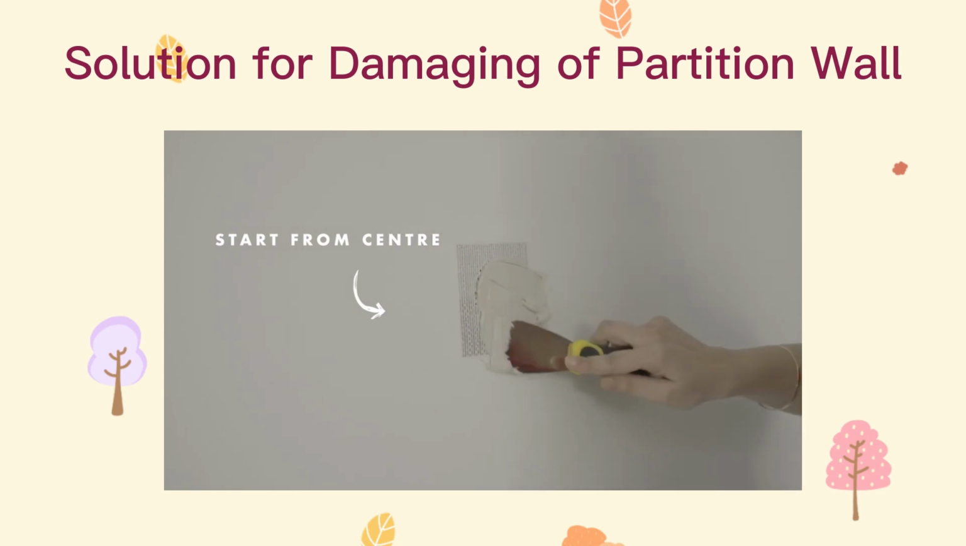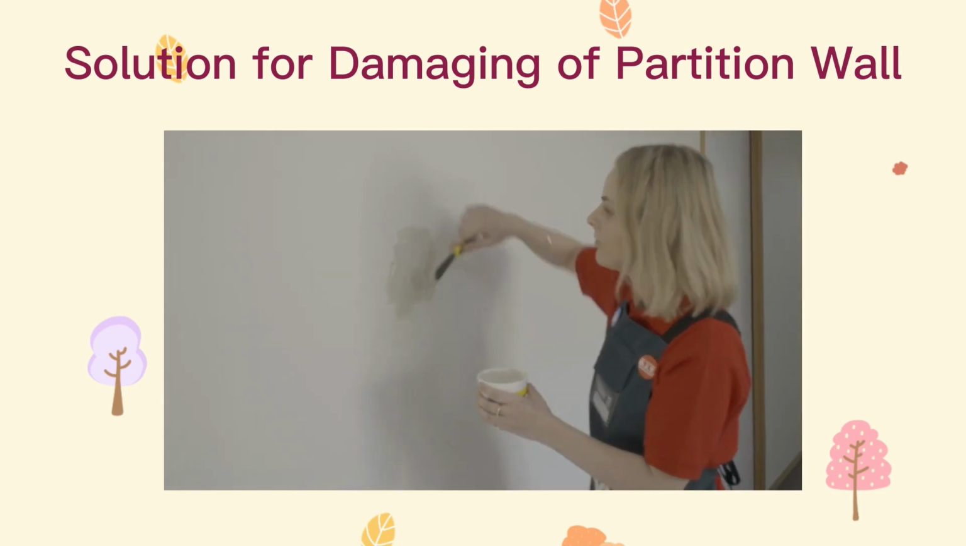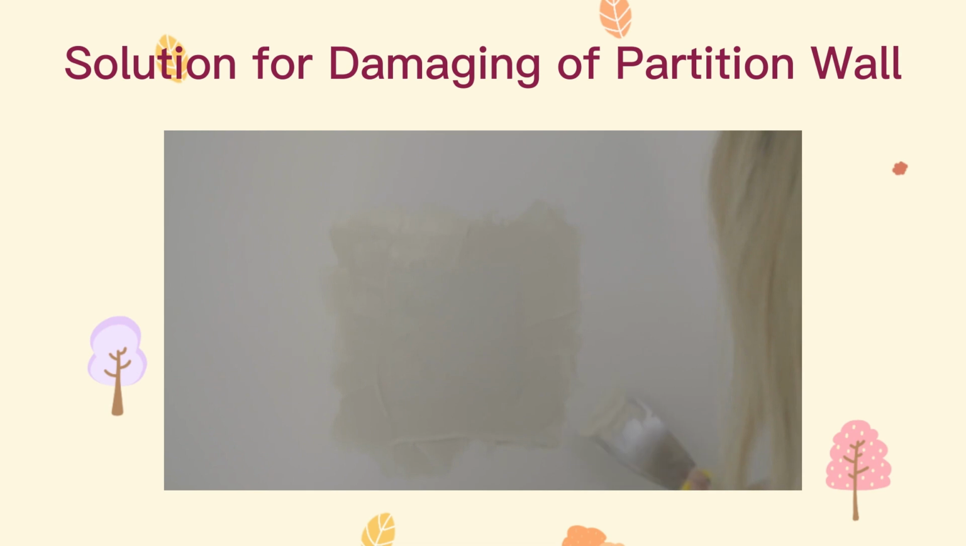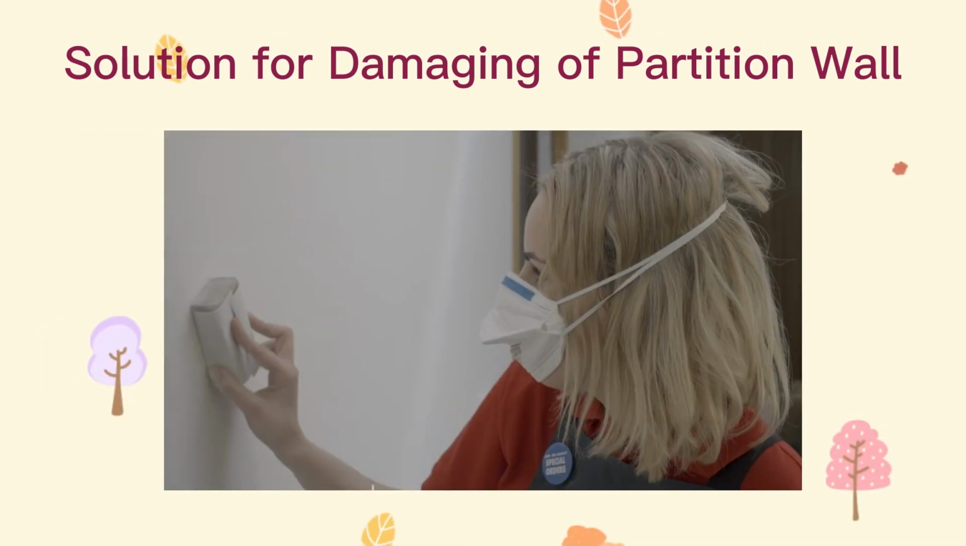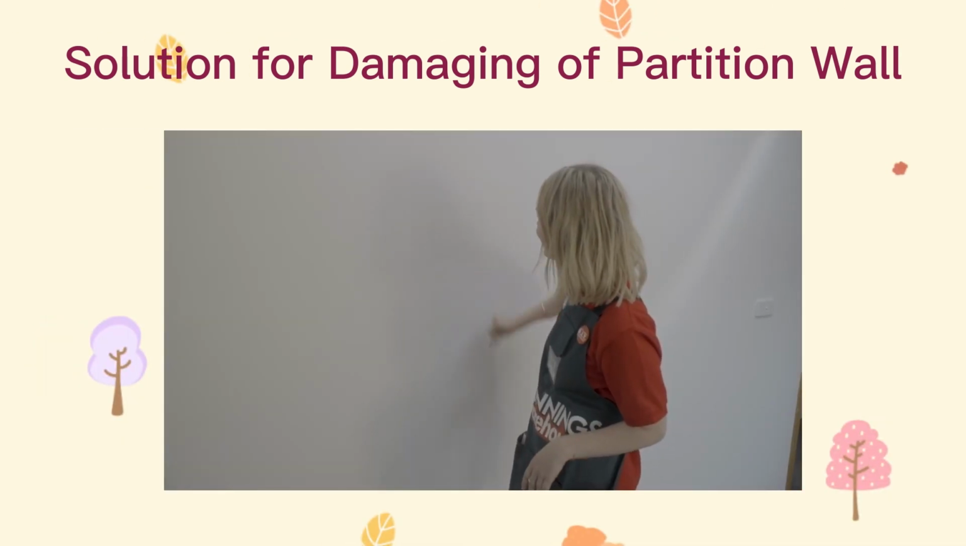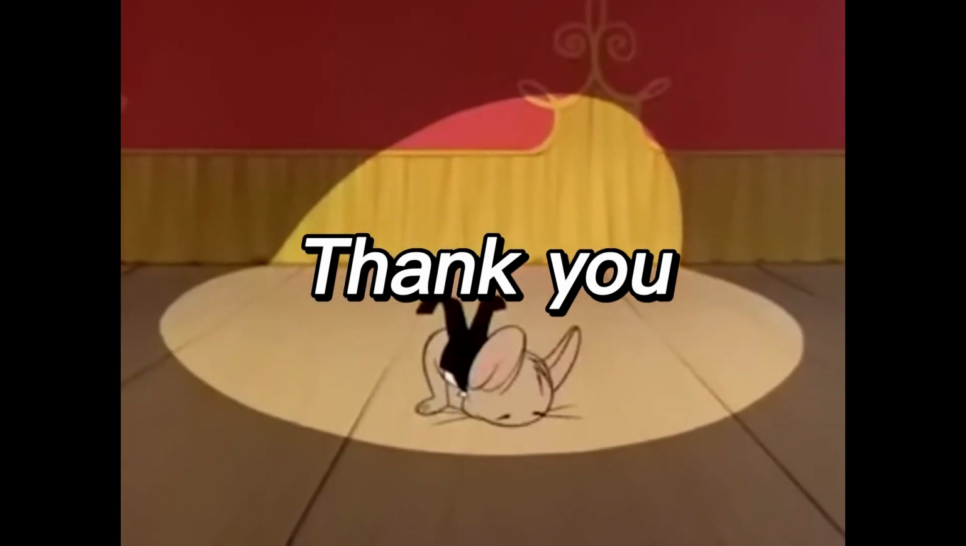Start from the center and push outward. Make sure the smooth coat is spread evenly. Next, use a fine sandpaper to make the surface smooth. And this is all the solutions for repairing a hole on a partition wall.